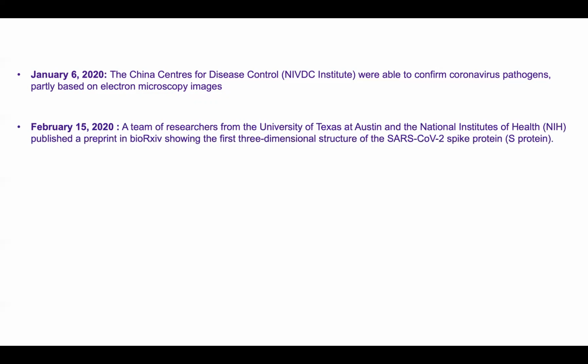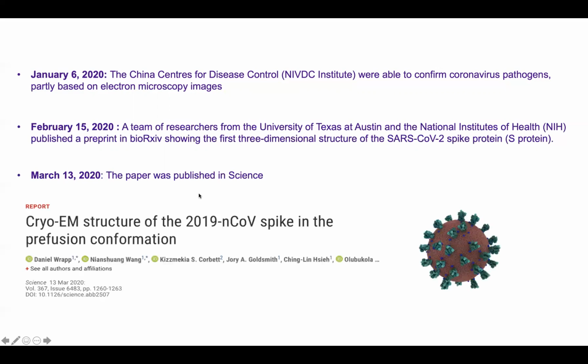Let us look at the current crisis and the pandemic. In early January 2020, it became public that there was a coronavirus, and this was of course based on numerous other techniques, and one of the techniques is also electron microscopy imaging that confirmed the coronavirus structures. 2 months later, a bioRxiv paper appeared showing the first 3-dimensional structure of the SARS-CoV-2 spike protein, which is fundamentally important, for example, for developing a vaccine. Less than a month later, this paper was published in Science.